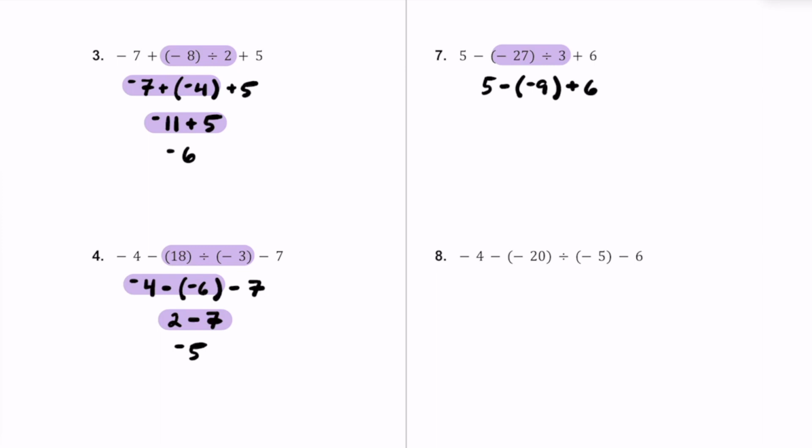So we have addition and we have some subtraction here. They're equally important, so do left to right. So 5 take away -9, that's 5 plus 9, that's going to be 14. And then 14 plus 6, that's just one operation left. 14 plus 6, that's going to equal 20.